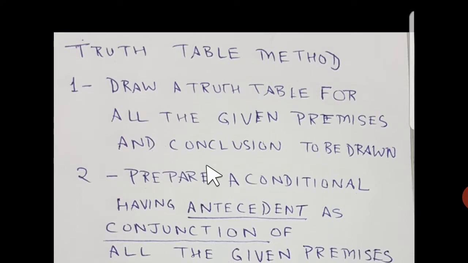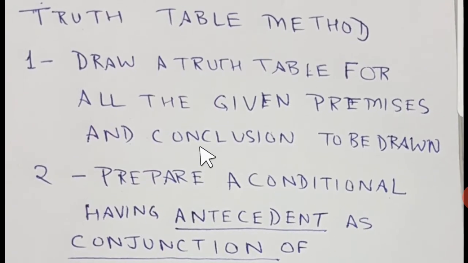First we look at this, the truth table method. Draw a truth table first. First we have to draw the truth table for all the given premises. Alright, for all the given premises and the conclusion to be drawn. That is the first step, students.